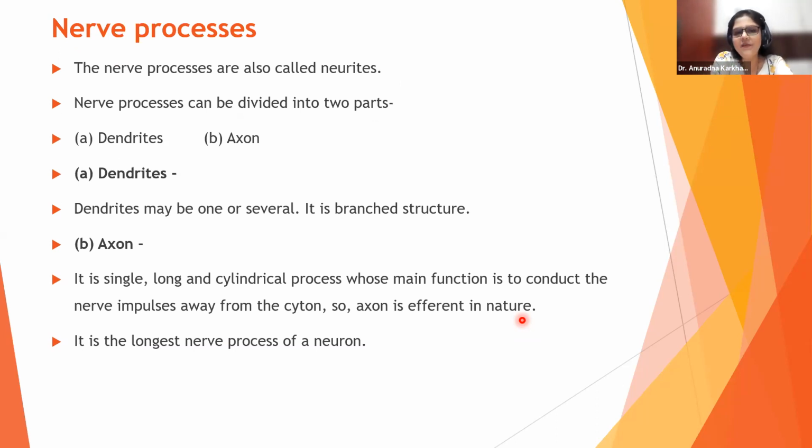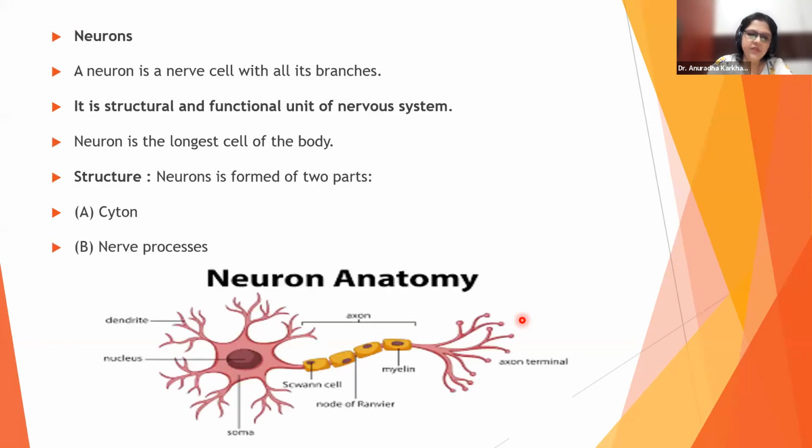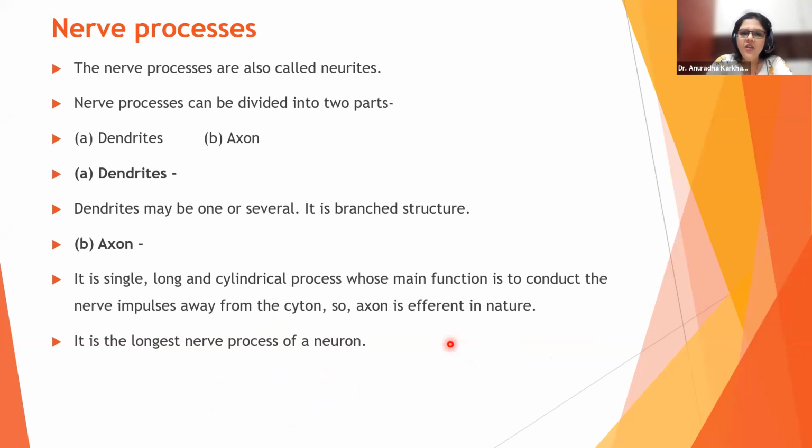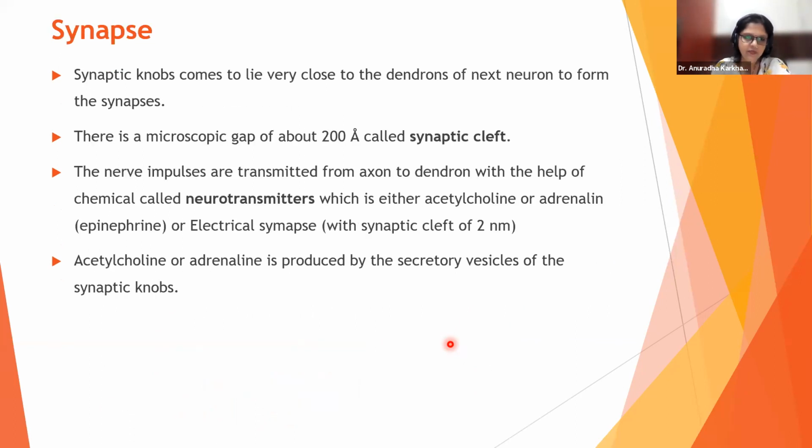Dendrites may be 1 or several. It is a branched structure. So here you can see, you know this, of course, these are the dendrites. Correct? And this is the axon. Correct? It is a single long and cylindrical process whose main function is to conduct the nerve impulse away from the cell body, so that it acts as efferent in nature. Efferent means taking away from the cell body. It is the longest nerve process of the neuron.